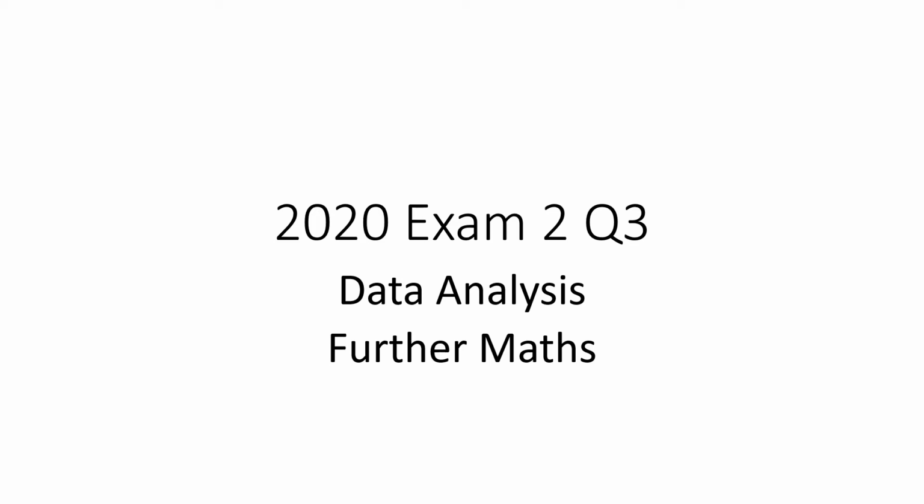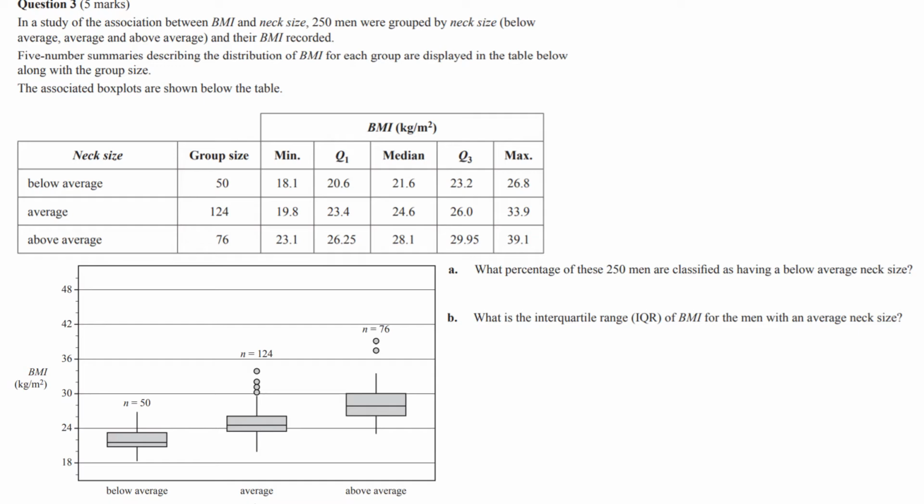2020, Exam 2, Question 3, Data Analysis. All right, first question is what percentage of these 250 men are having a below average neck size? So if you look at neck size, you've got these three categories here. There's 50 of them below average out of a total of 250. You don't have to count them or add them up. That's 50 over 250, which is actually 1/5, which is 20%.